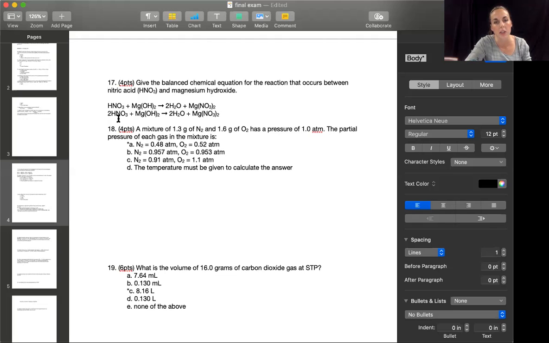Second step here, I just balanced. So like I said, we need the 2 H2Os to accept the 2 hydroxides, and we need 2 hydrogens as well. So this is your balanced equation for number 17, the second one.